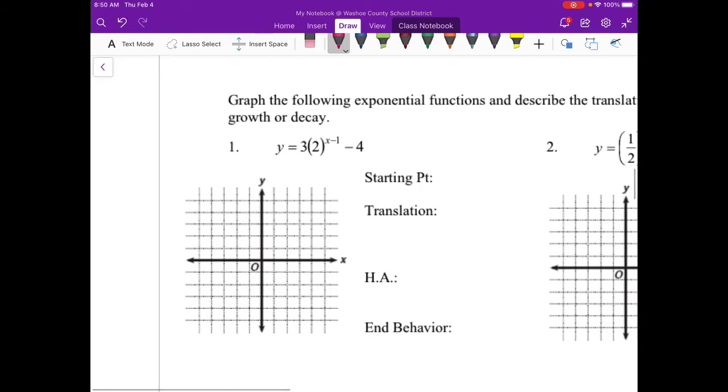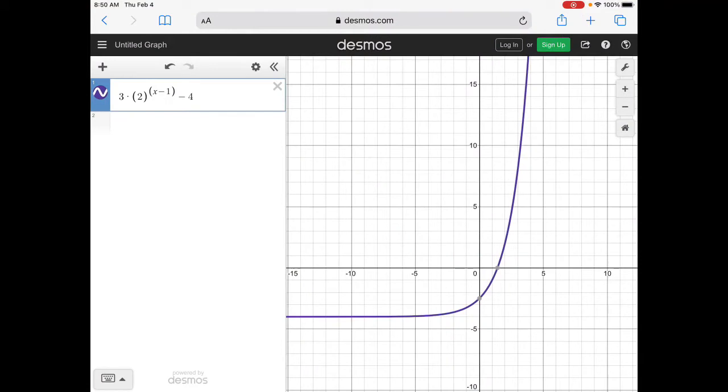We're going to type this function into our graphing calculator or Desmos, whatever we're using, and we're going to see how the graph is shifting, okay? So let's go ahead and see what that graph looks like. I typed it into Desmos. It's important that you put the exponent in parentheses, otherwise it will not work. It'll move the -1 down.